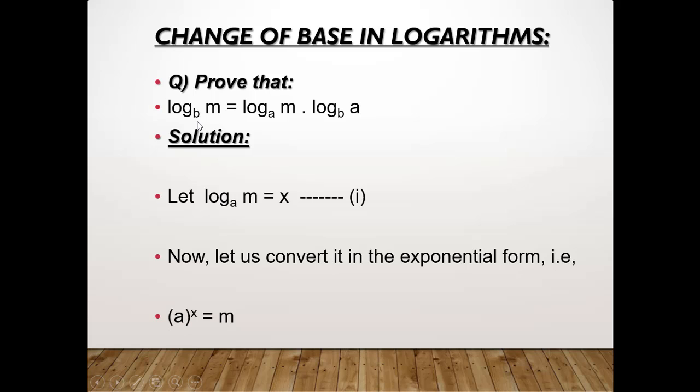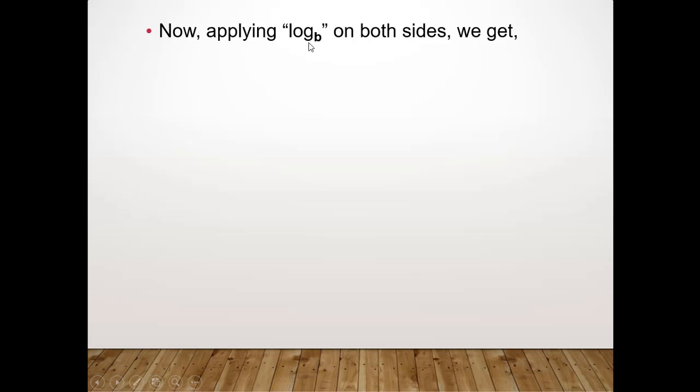Now we have to apply logarithm on both sides with base b. Applying log to the base b on both sides, we get it like this. We already have a to the power of x on the left hand side and m on the right hand side. What we have done here is just apply log to base b on both sides, okay? Now if we see here, we will find that the third law of logarithm is applicable on the left hand side. Why? Because we have a base and there is a power over it as well.